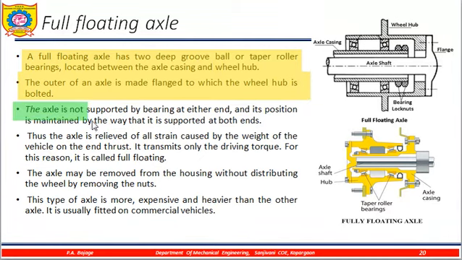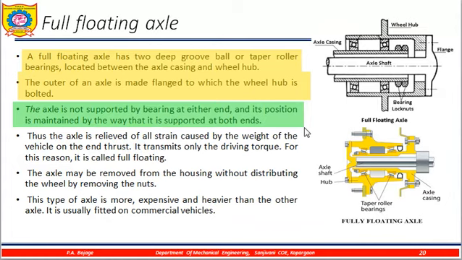Again, the axle is not supported by bearing at either end, and its position is maintained by the way that it is supported at both the ends. Now see, this is supported at both the ends, you can see here. Thus the axle is relieved of all strains caused by the weight of the vehicle and the end thrust, and it transmits only the driving torque.